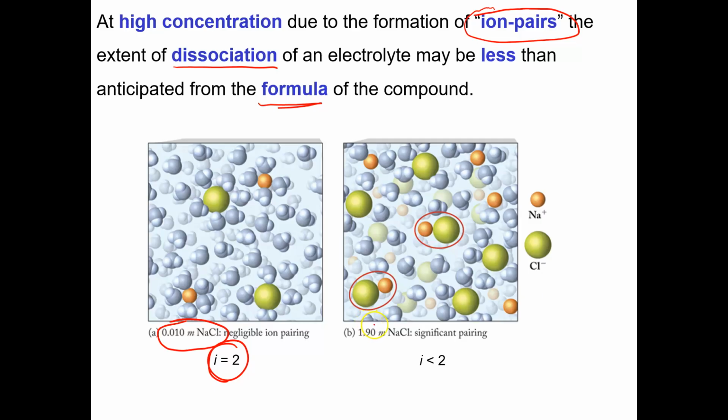However, if we bump the concentration up to 1.9 molar sodium chloride, then we start seeing some ion pairs forming as a result of the high concentration, and i will actually end up being a little less than 2. So if we are reading a problem and they talk about complete dissociation, or say assume complete dissociation, then that's telling you that you can figure out i on the basis of the formula.